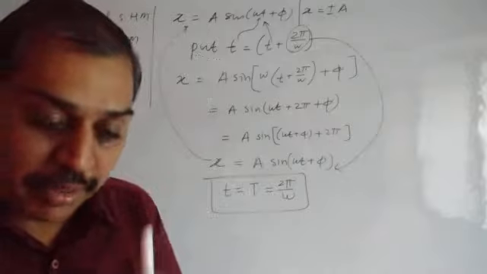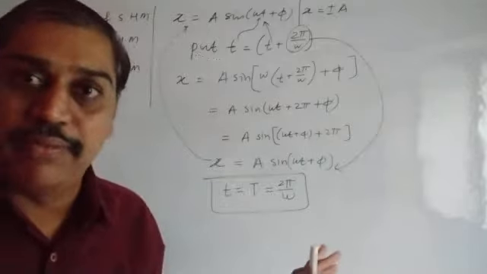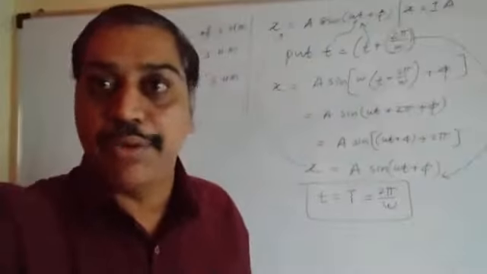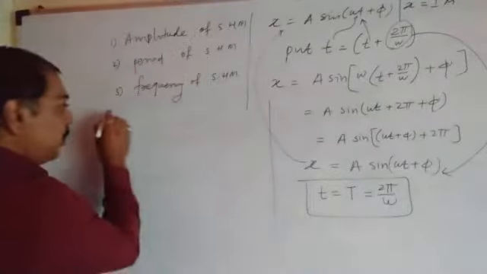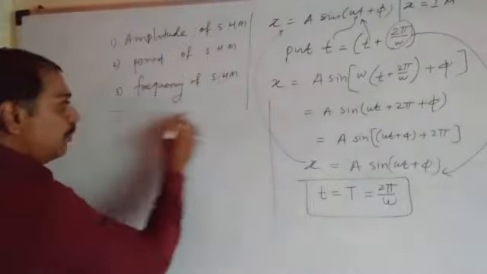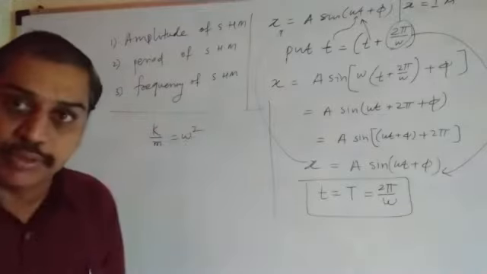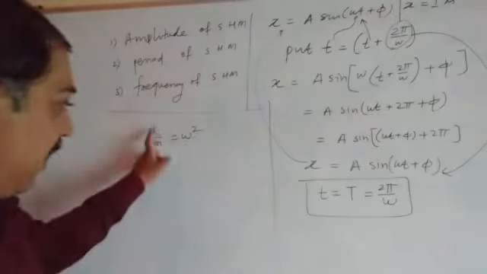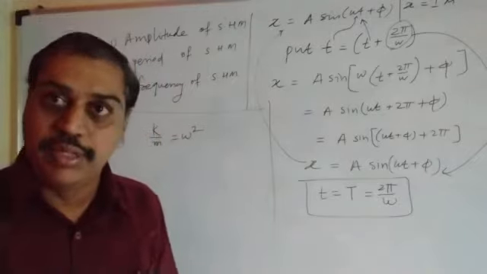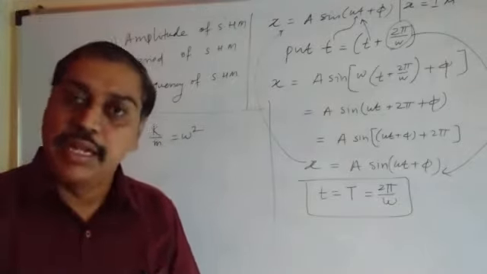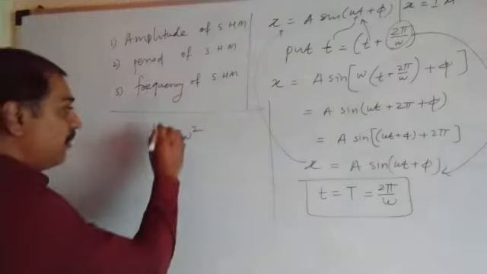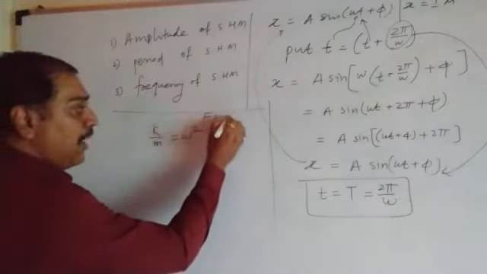Now if you remember where this omega comes from, when we derived the differential equation of simple harmonic motion, at that time we reached one point: K divided by M equal to omega square, which we put. Then we solved it and got the differential equation of linear simple harmonic motion. Apart from this, what is K? Force constant. From where does it come? We have one equation, F is equal to minus Kx.